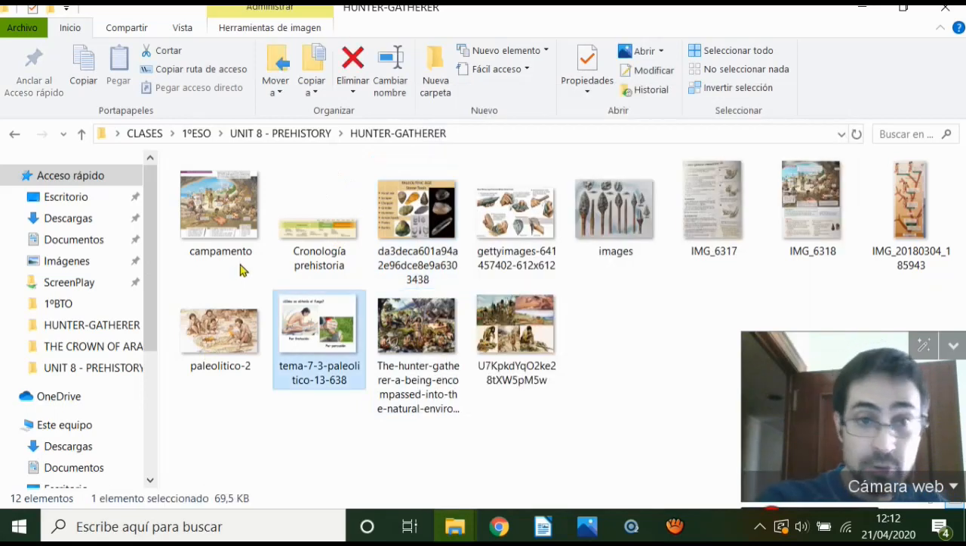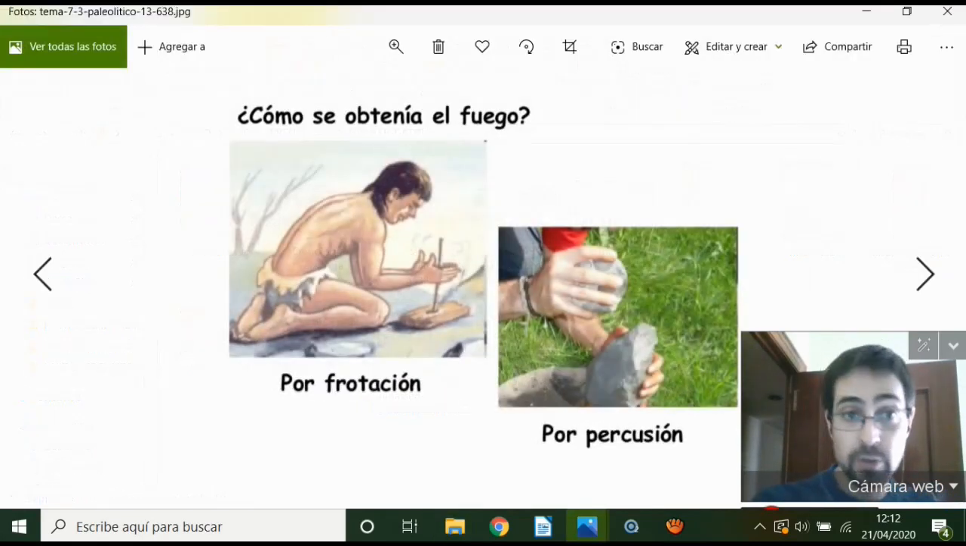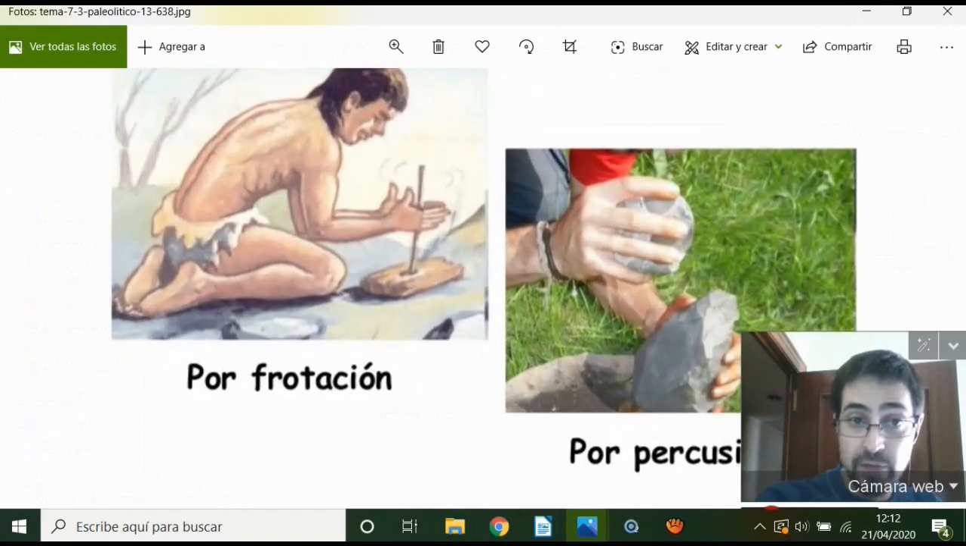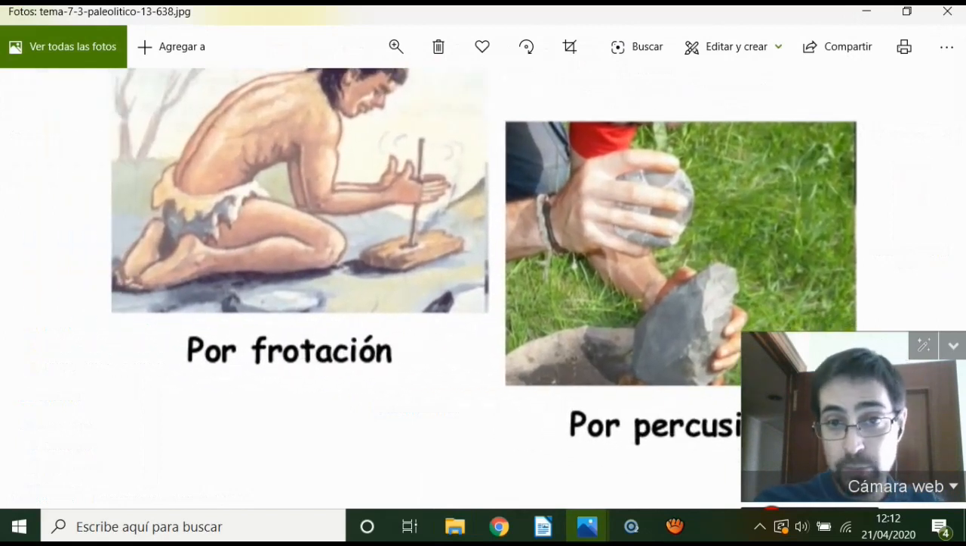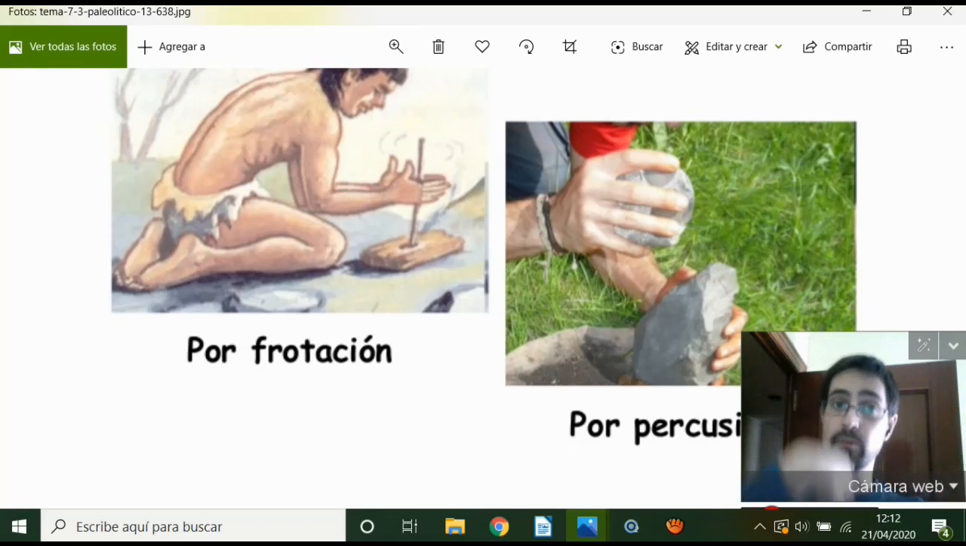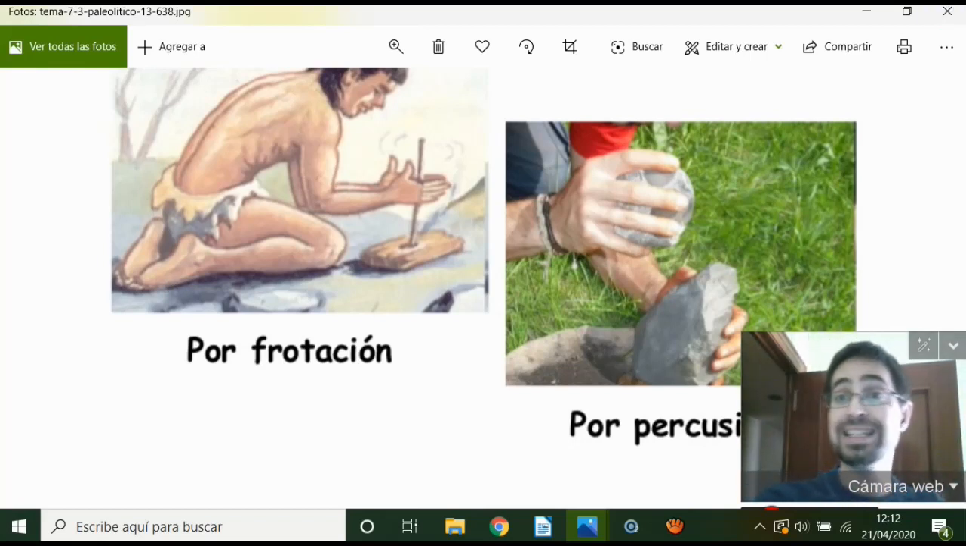This one, or look at that. What is the purpose? Look at that. ¿Cómo se obtenía el fuego? They used to make fire in that way, and also they produced their own tools with that. The first tools were only hammers, for example, but they started to develop more complex techniques that you will see in the video that I'm going to upload close to this.